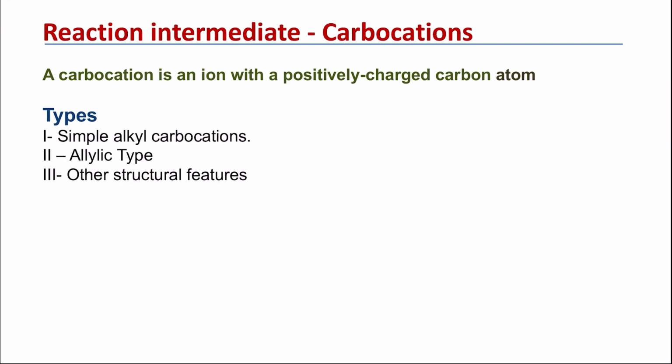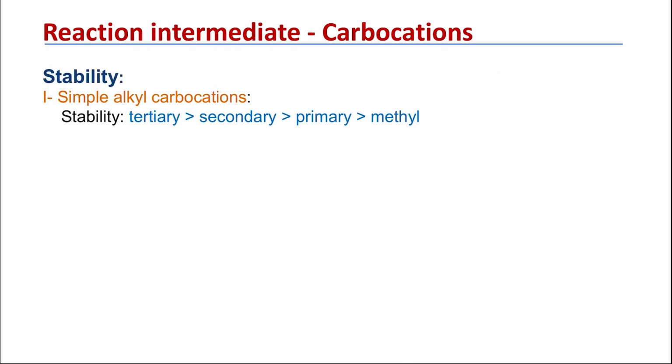Before we start talking about the stability of a carbocation, we need to familiarize ourselves with the different types of carbocations. There are three different types. The first is the simple alkyl carbocations, the second is the allylic type carbocations, and the third is carbocations that have other structural features. Let's talk about stability, starting with the simple alkyl carbocation.